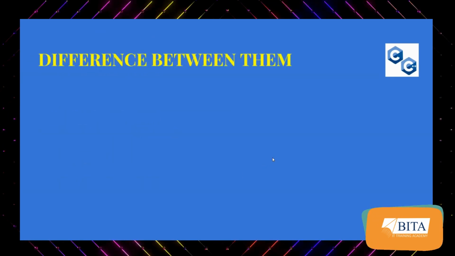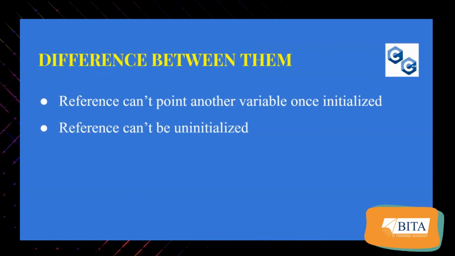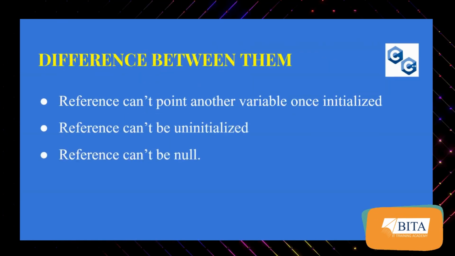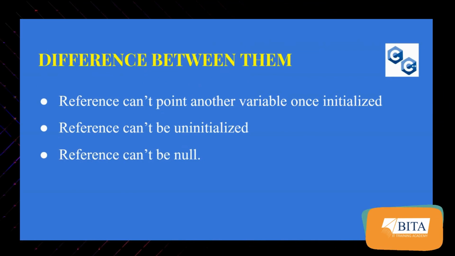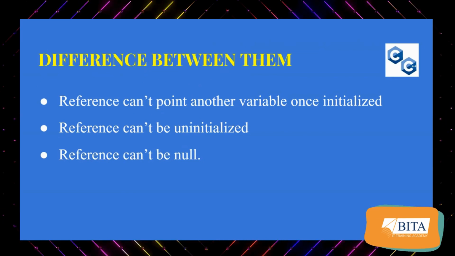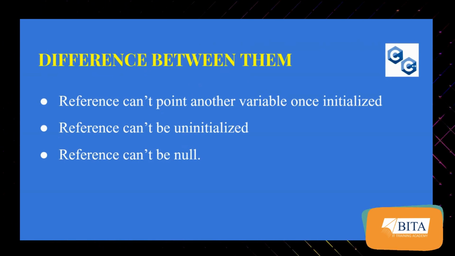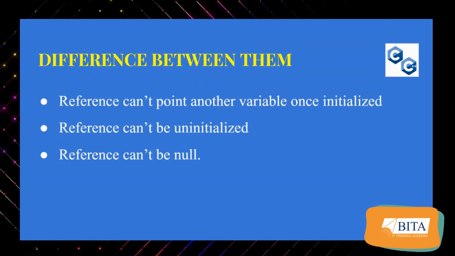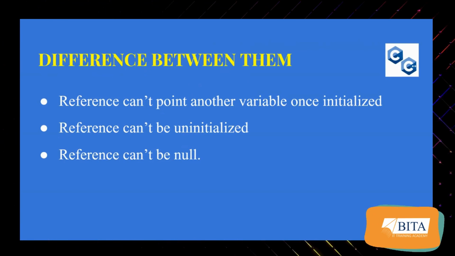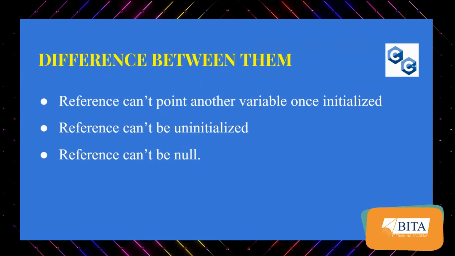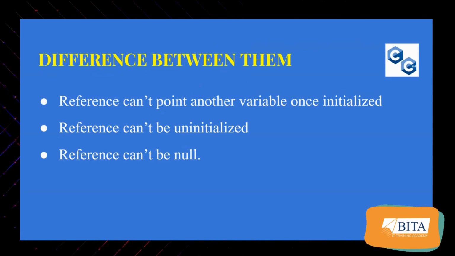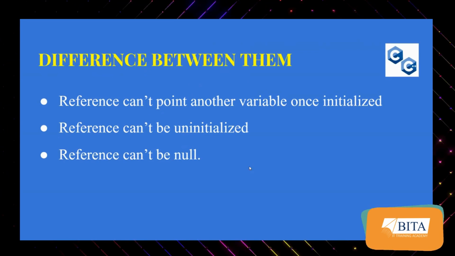This is the difference between pointers and references. Once a reference is initialized, it cannot be made to refer to another variable, but a pointer can be reassigned to another variable. Second, a reference must be initialized when it is declared, but a pointer can be declared without any initialization. A reference cannot be null, but a pointer can be null.